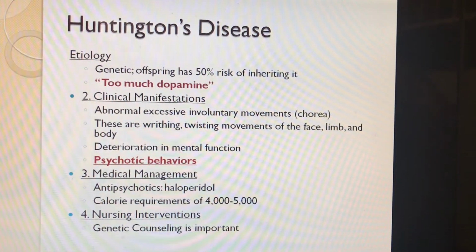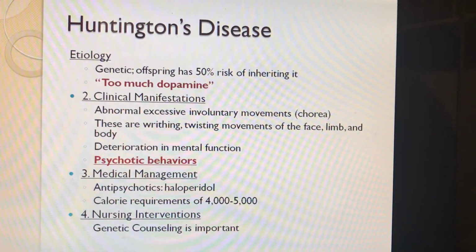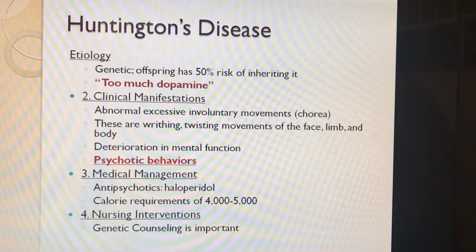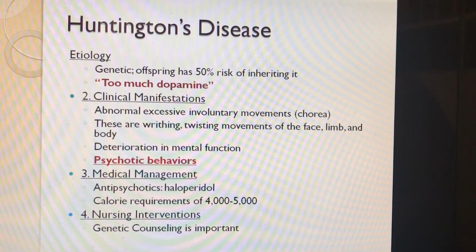Huntington's disease. This is a genetic disease where the offspring has a 50% risk of inheriting it. It is known as too much dopamine. You have abnormal excessive involuntary movements called chorea. These are writhing, twisting movements of the face, limb, and body, with deterioration in mental function. They're going to have psychotic behaviors.